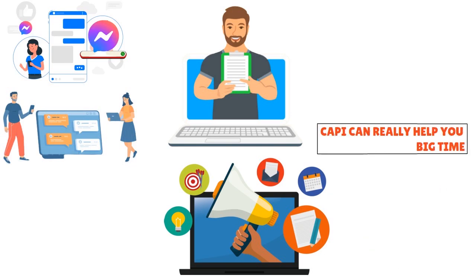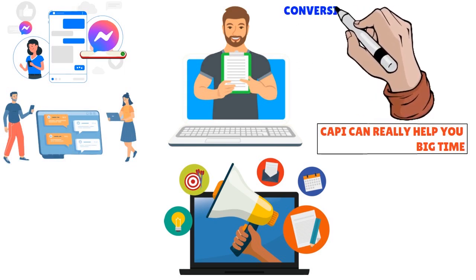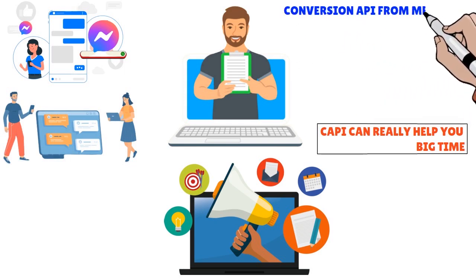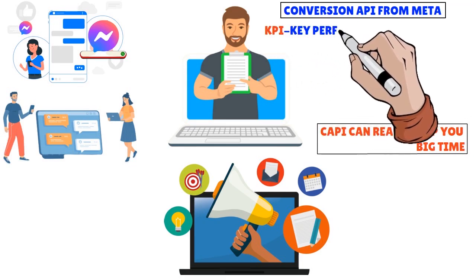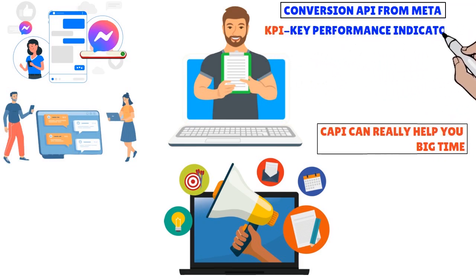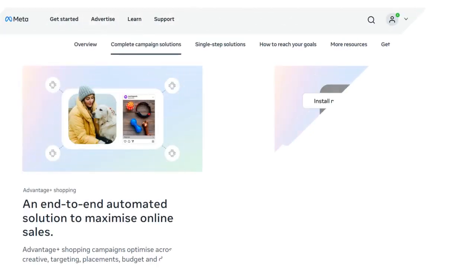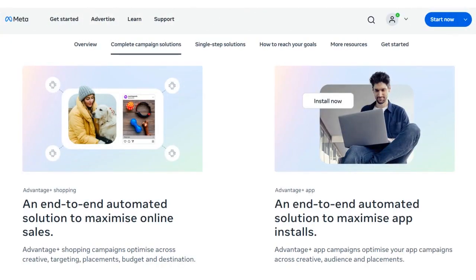Don't confuse this with KPI though. Okay, those are two different elements. CAPI stands for Conversion API from Facebook, or from Meta, and KPI is Key Performance Indicators. Okay, so if you want to scale, you want to really think about server-side tracking with CAPI, because it restores your lost tracking signals and ensures Meta can optimize your campaigns effectively.